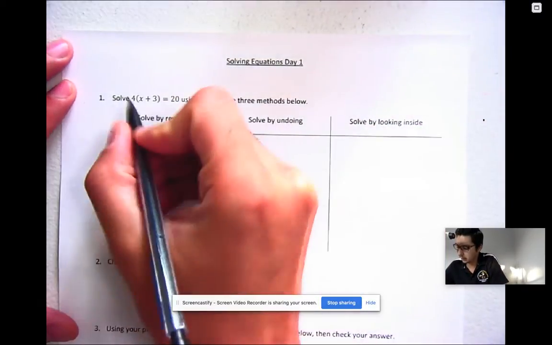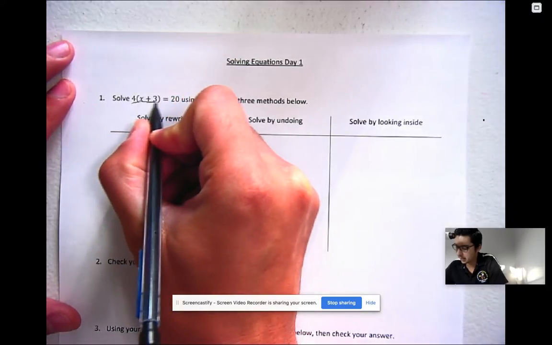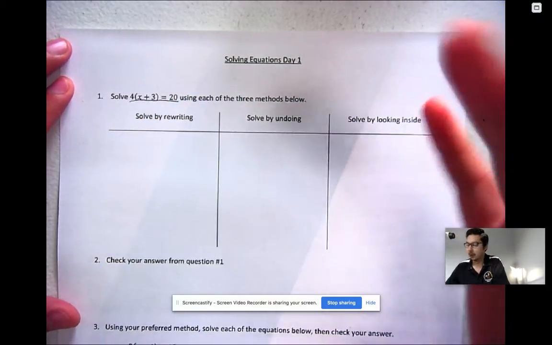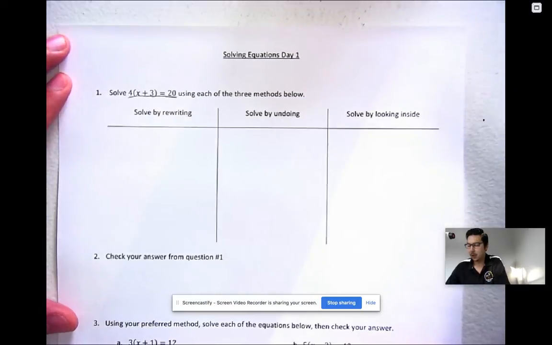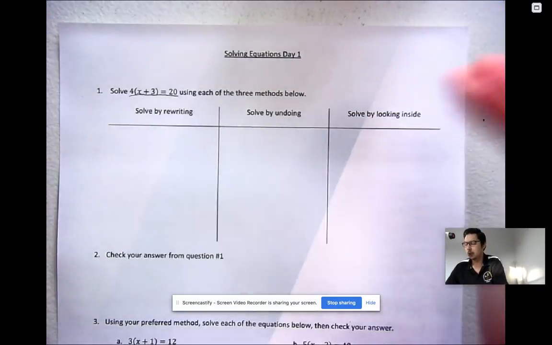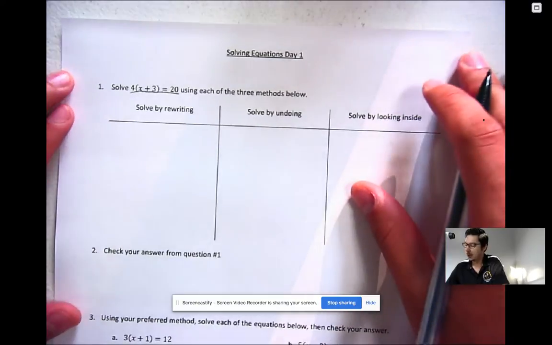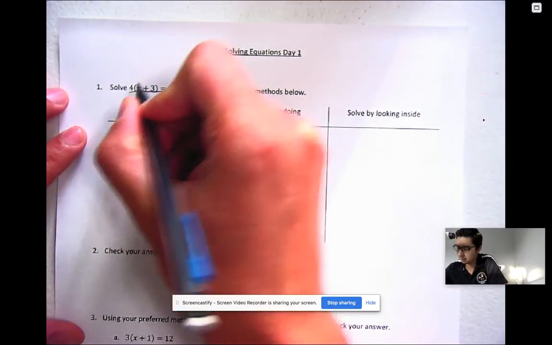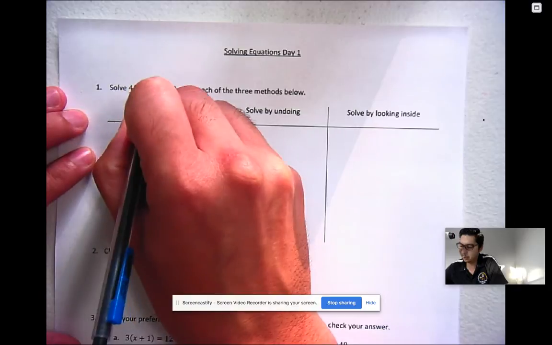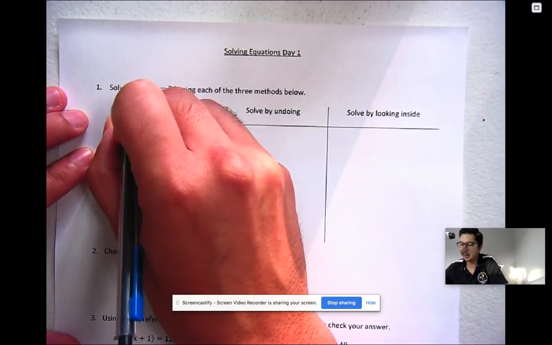So we're talking about solving equations today. We're going to solve this problem, 4 times x plus 3 equals 20, using 3 methods. It's important you recognize all 3, but as always, as long as you find one that works for you, that's awesome. What it's saying is we're trying to find a number where if we add 3 to it, and then we times by 4, we get 20.